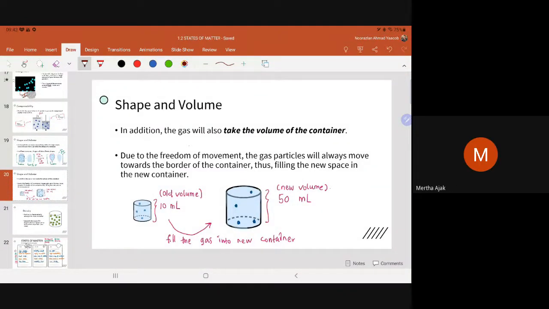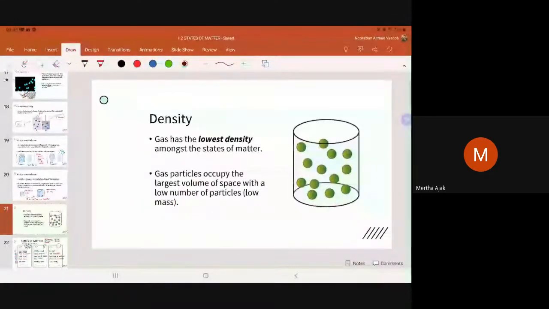So now we look at the last part, density. So as you can expect, dia punya trend, kalau solid paling dense, liquid sederhana, density of gas, it is the lowest lah. Lowest density amongst the states of matter.